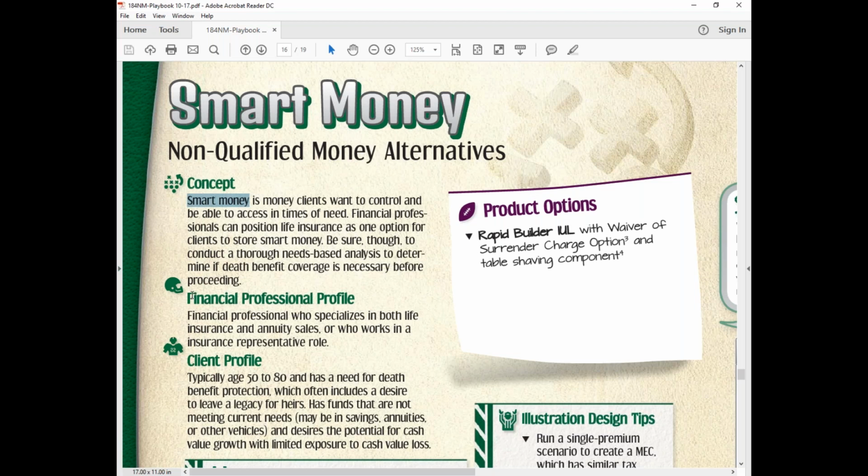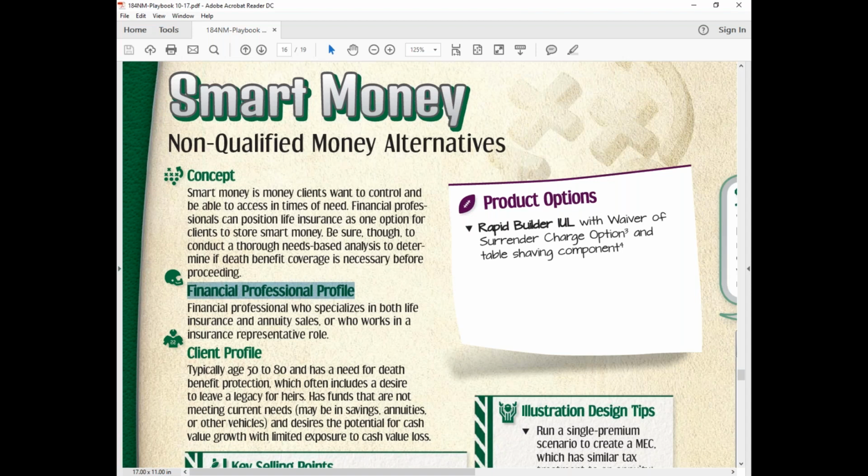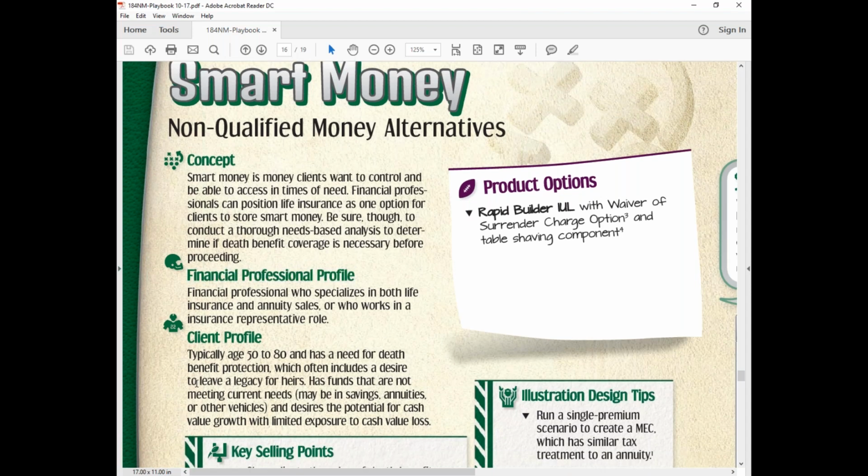So if you look at the financial professional profile, it can be anybody who specializes in both life insurance and annuity sales or works in an insurance representative role. Your typical client profile is also listed here. It's going to be someone between the ages of 50 to 80 who has need for death benefit protection, which also includes a desire to leave a legacy for their heirs.